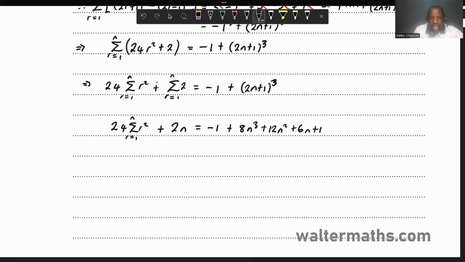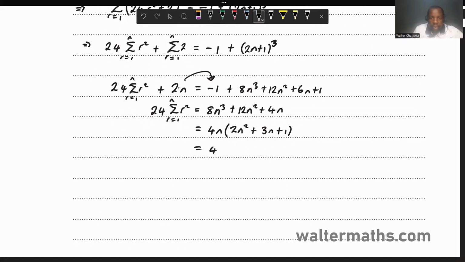All right, so we're going to take the 2n to the right. So we are left with 24 of the sum of r squared, r equals 1 up to n here, is equal to, you can see that minus 1 plus 1 gives us 0. So we have 8n cubed plus 12n squared, and that's going to be plus 4n that we have. And we can actually factor out 4n so that we have 2n squared plus 3n plus 1, basically. So that's going to be 4n off. And if we factorize, we will be having 2n here and n, 1 and 1, plus and plus. All right. So that's what we'll be having.